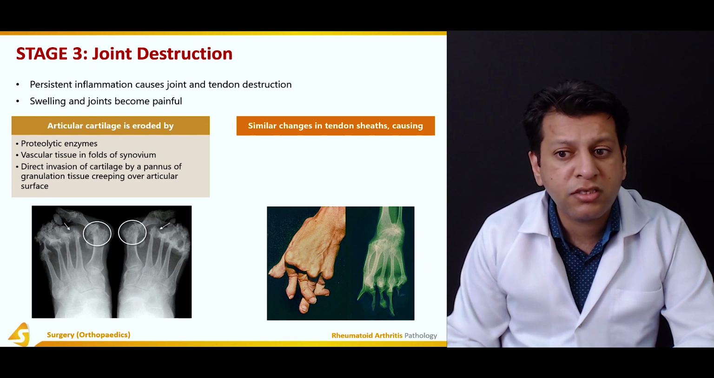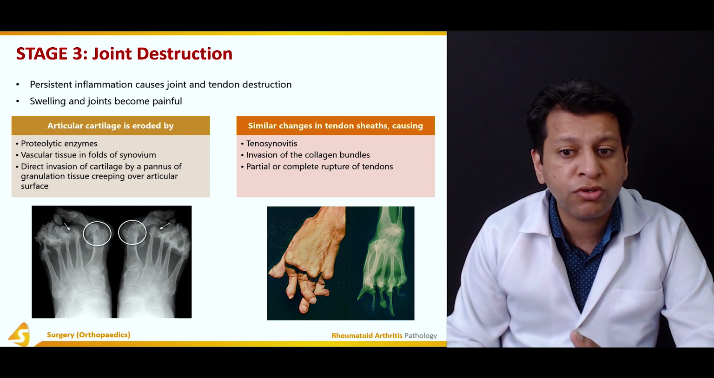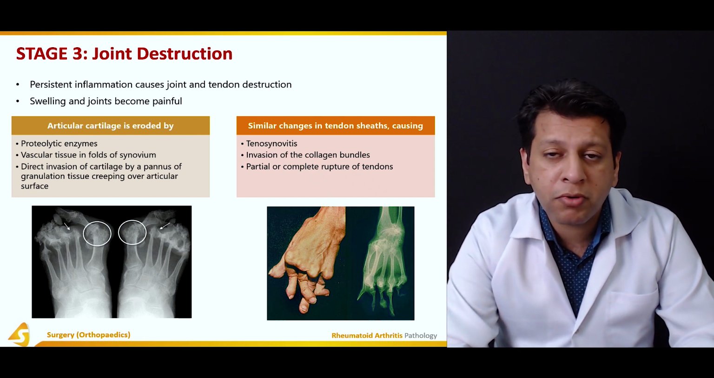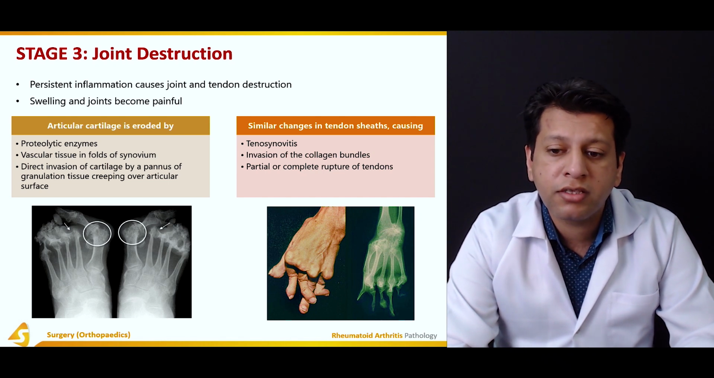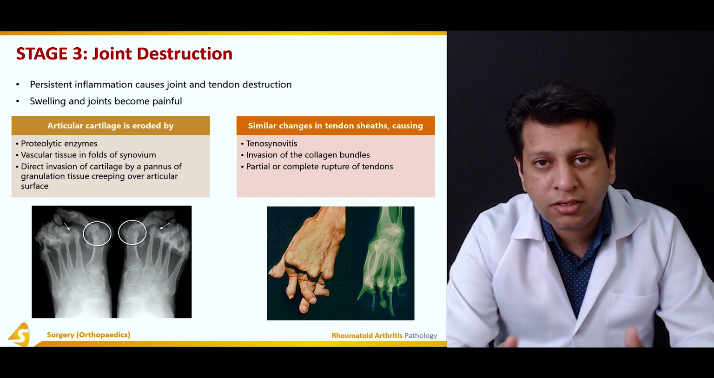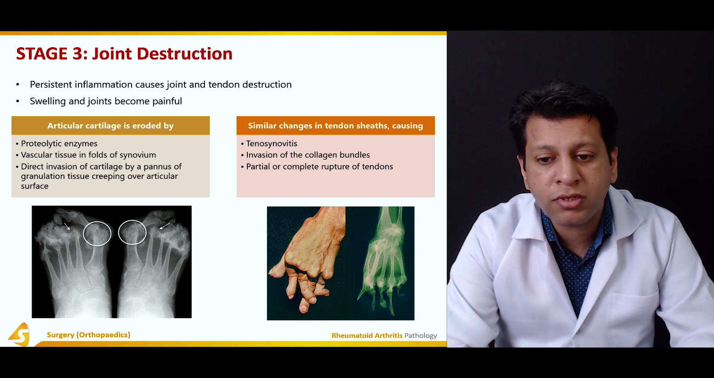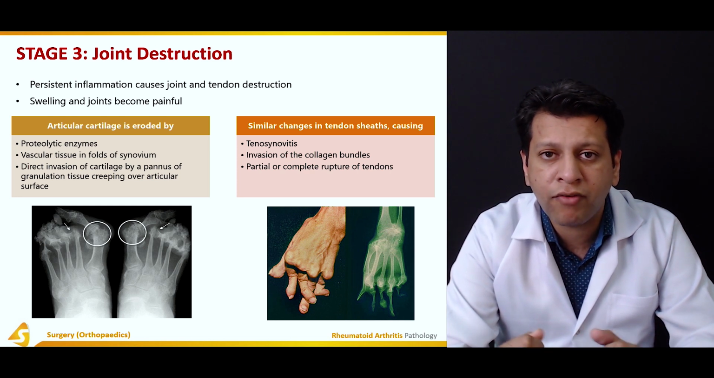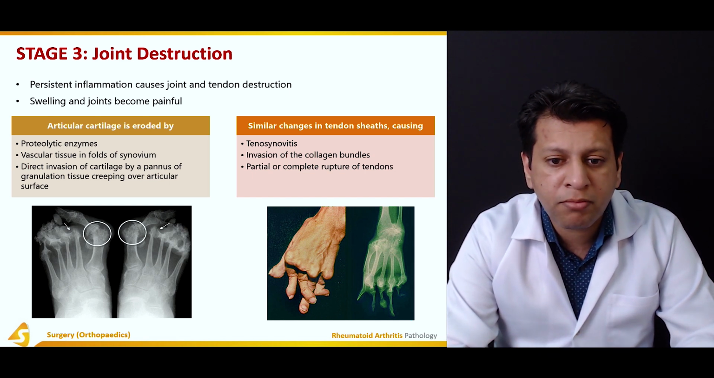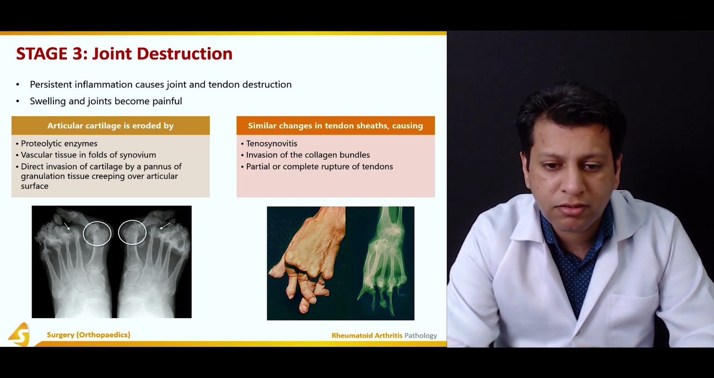Similar changes in the tendon sheaths also cause tenosynovitis. There's invasion of collagen bundles, and partial or complete rupture of the tendons. Usually once the swelling takes place, as the patient continues his or her activities of daily living, there is a chance that the tendon has become thinned out or is not as strong as it used to be. Therefore, during normal activities like lifting and walking, the tendons may rupture under a slight amount of pressure, resulting in complete loss of movements at certain joints.